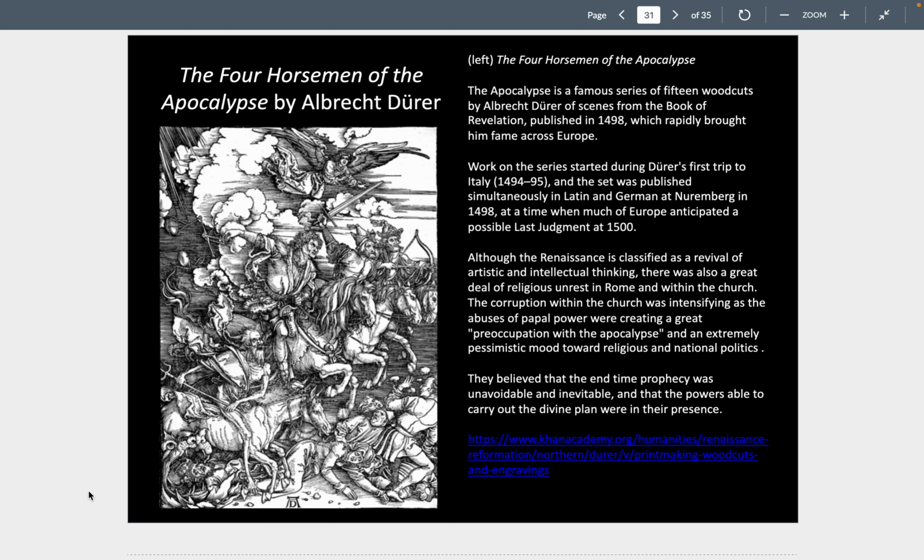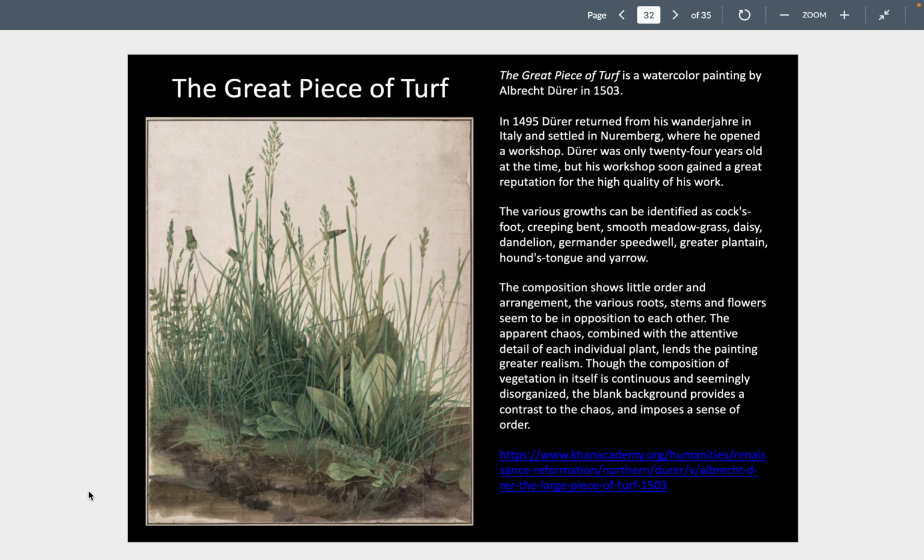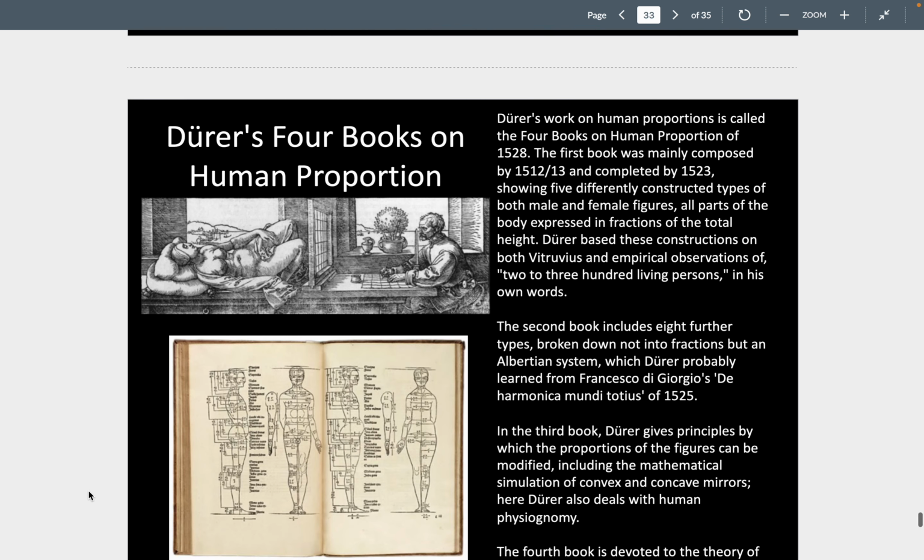A master of many media, including painting and writing, he does the great piece of turf, where we take the idea of a still life and reduce it to something minuscule. We see a small arrangement of various roots, and through his mastery of painting, we find this to be as satisfying as any expansive landscape.